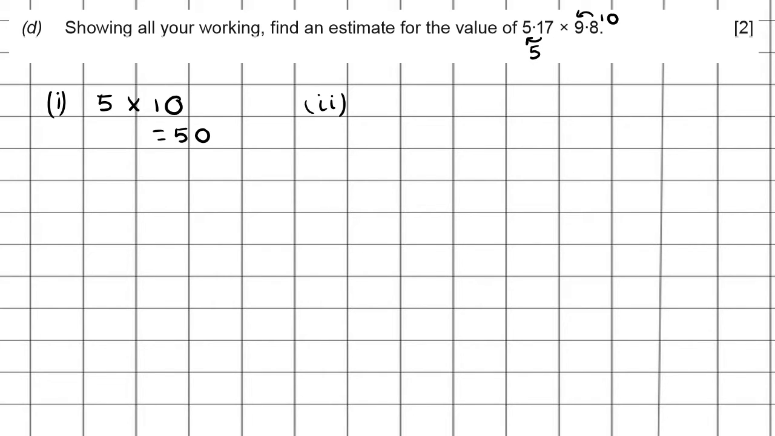Or you could round to the single decimal place on one number, so that would give us 5.2 times 10, that gives us 52, or 5 times 9.8, which gives us 49. So there's many ways to do it. It's just an estimate, so as long as you don't times the two numbers exactly, you'll get the mark.